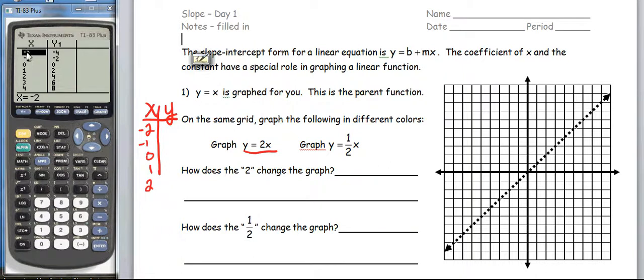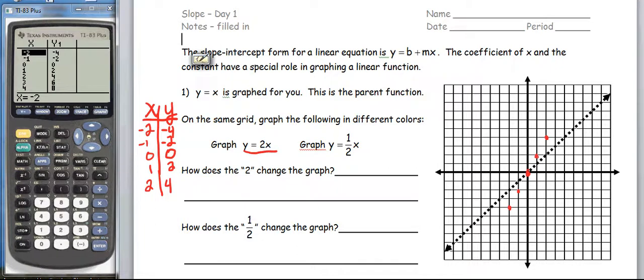Then we're going to find our y values. Well, x right here, -2, y is -4. Then if you go down 1, you'll see -1 for x gives us -2 for y. 0 is 0, 1 is 2, and 2 is 4. Now I'm going to plot these points. So I'm going to come over here, go to -2, and then down 1, 2, 3, 4. And there is point -2, -4. And then -1, -2, and 0, 0, 1, 2, and 2, 4.